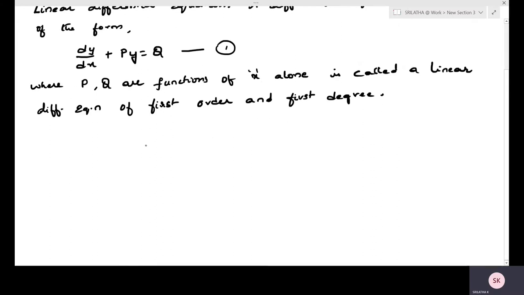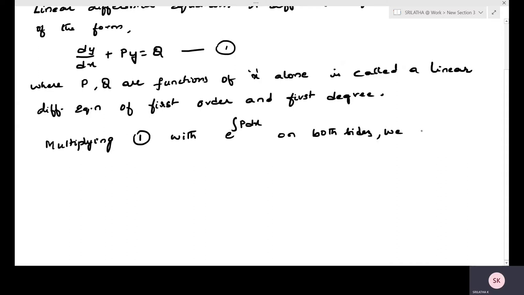So what I'll do is take equation number one and multiply both sides of it with e to the power of integral p dx. Multiply equation number one with e to the power of integral p dx on both sides. You can see the equation dy by dx plus p into y is equal to q is called a linear differential equation where p and q should be functions of x alone.